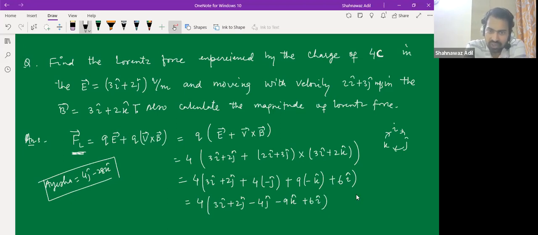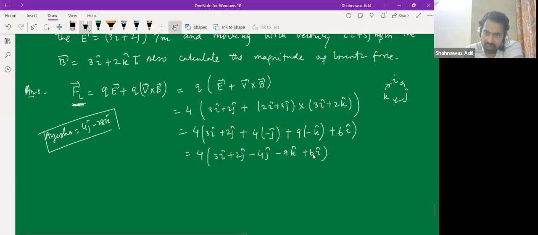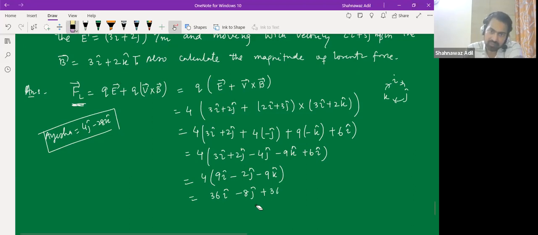So what do we have? 6 plus 3, 9I, and 2J minus 4J, so minus 2J, and minus 9K. Then this is into 4. So this is 36I minus 8J and then minus 36K. So this would be the answer. This is our Lorentz force.